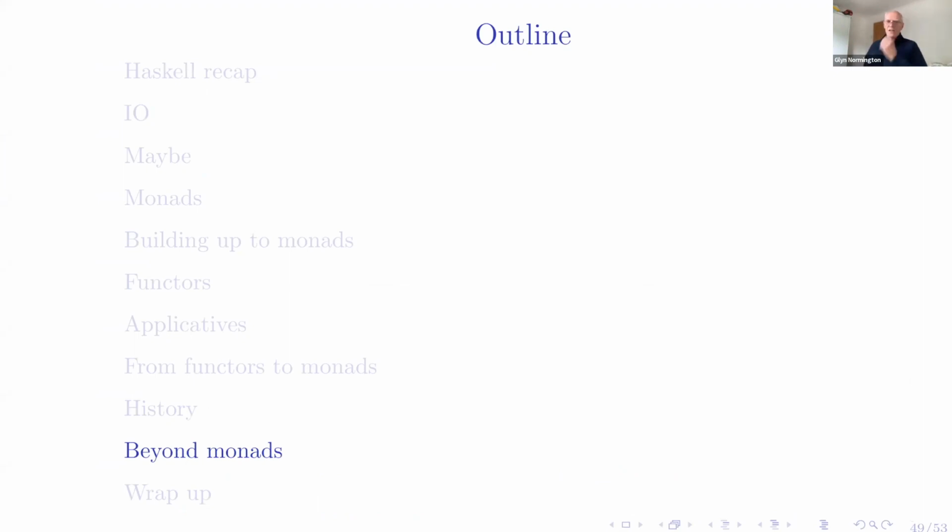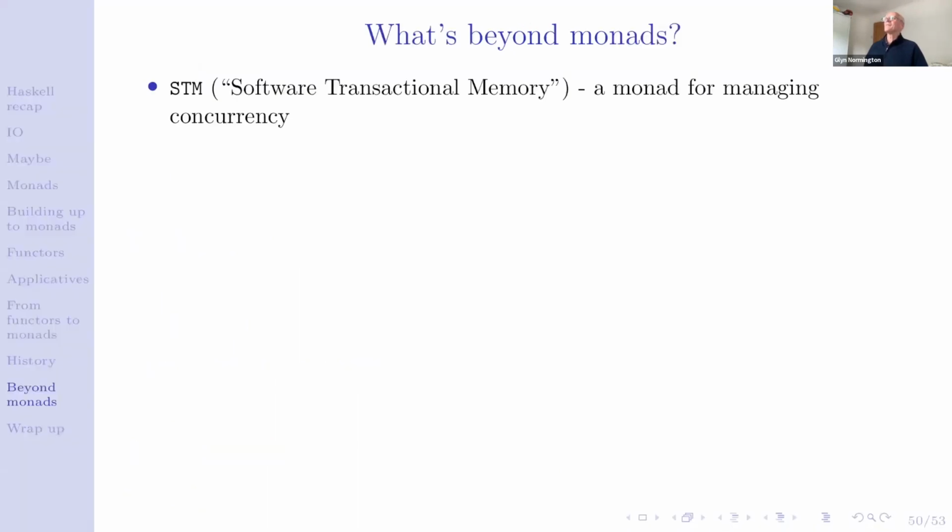So, final step is what happens next. What's beyond monads? Yeah, Steve's pulling his hair out. Well, there's some simpler things. You can use monads in various ways. And one fascinating one is software transactional memory. Turns out to be a monad for managing concurrency, if you like. We're not going to talk about that now, but it's just a pointer.